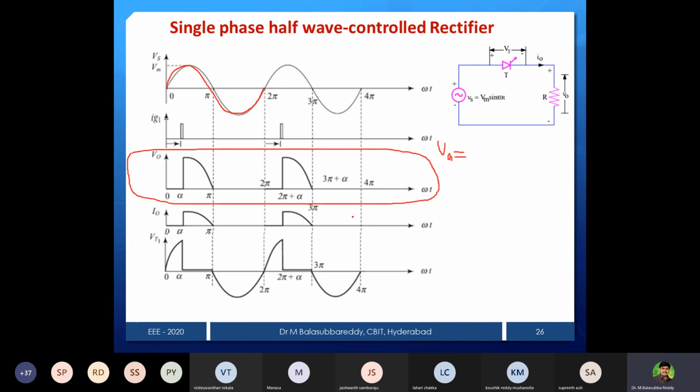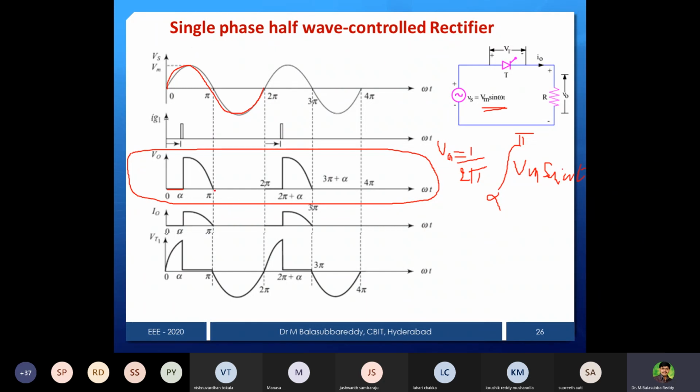That's it. So for the average, I want 1 by 2 pi times the integral over one full cycle. What are the integration limits? From 0 to alpha, output voltage is 0, so the integration is also 0. From alpha to pi, the integration limits are alpha to pi. What is your output here? This is the same as the input. What is the input? Vm sin omega t. So integrate from alpha to pi Vm sin omega t d omega t.